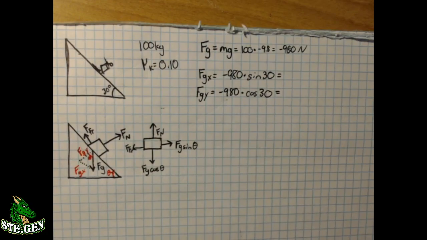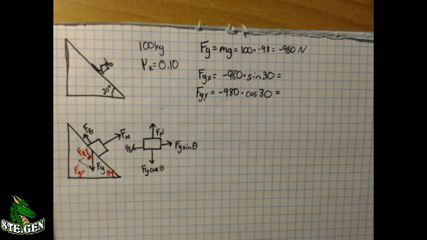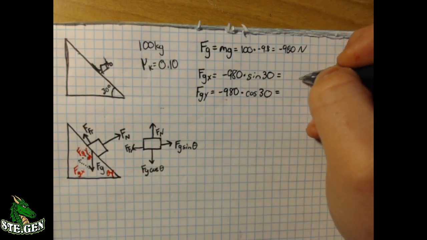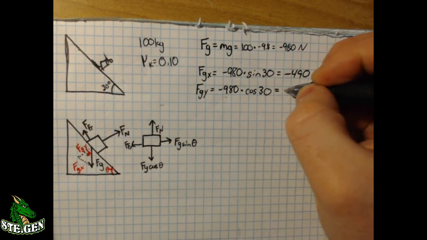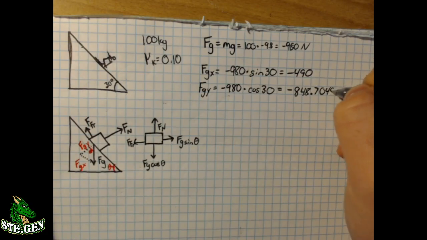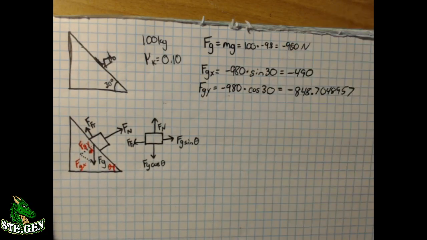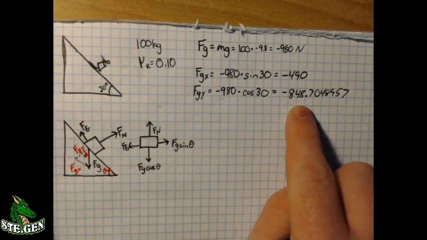So I'm going to plug both of those values into my calculator really quick, because this is how I assume you would solve the problem. But I'm going to show you at the end that there is a little bit of a trick that can save you some time with these. So negative 980 sine 30 is negative 490. Negative 980 cosine 30 is a less pretty number, which is negative 848.7048957.